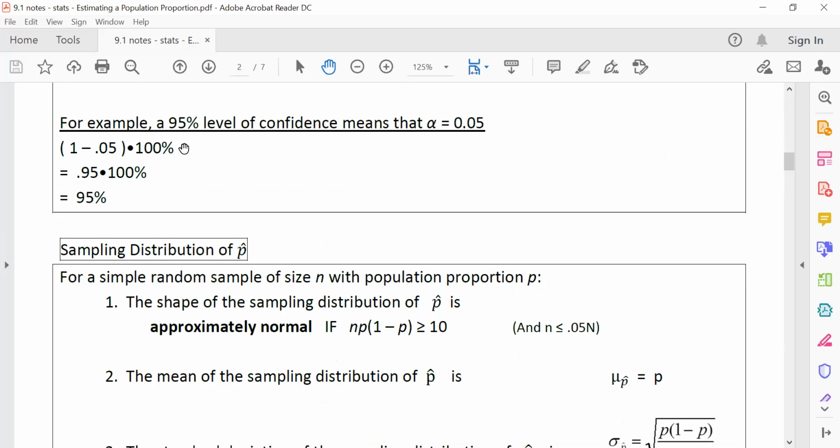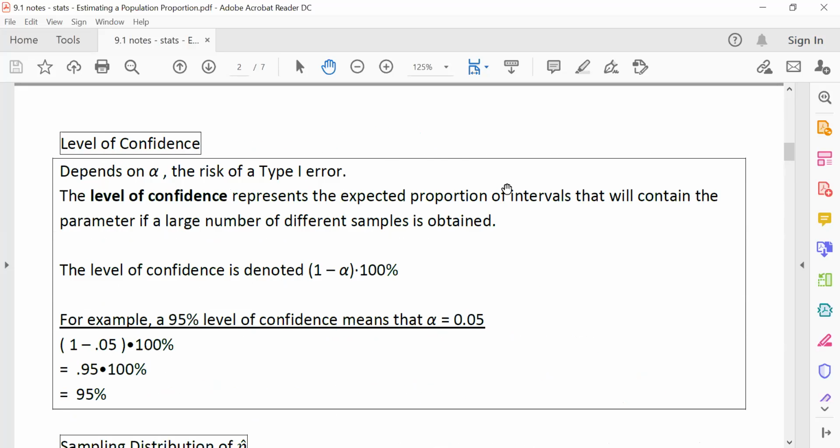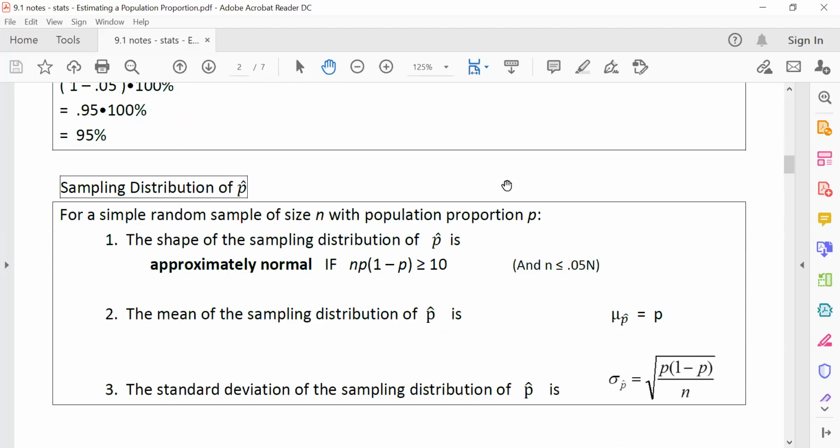One thing I'll say is if you have a 95% level of confidence, you're going to compute something called your alpha. So if your confidence level is 95%, that's leaving 5% on the table. And thus you would say alpha is 0.05, which is 5% as a decimal. So alpha is the amount you're leaving on the table. We're also going to use that in order to figure out basically the z-score we need in our confidence interval calculation.